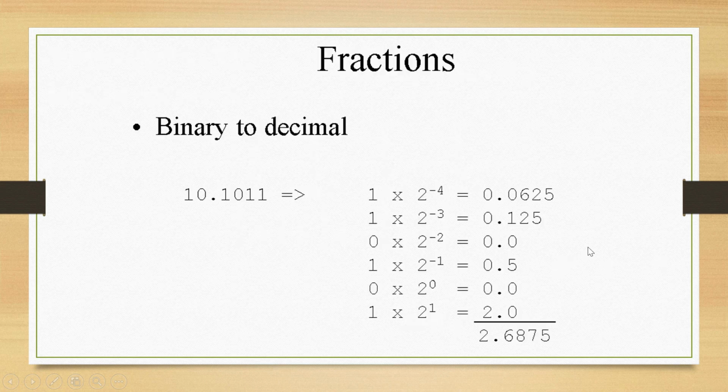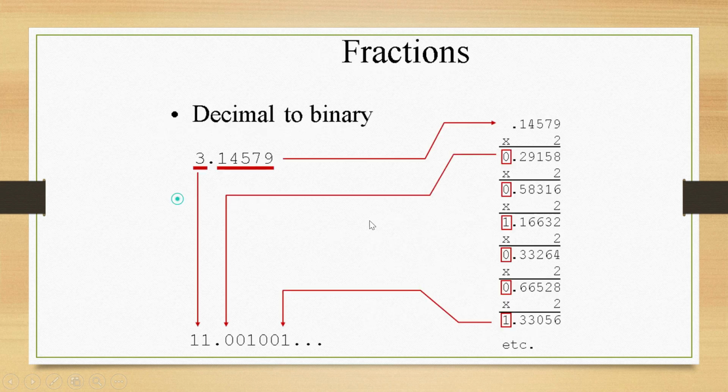For fractions, we have binary to decimal. When we talk about fractions, that means we see a decimal point and there are numbers to your right after the decimal point. To your left is the whole number, to your right is the fraction. So the first number from the decimal point to the right is this one. So we are writing this one from right to left.